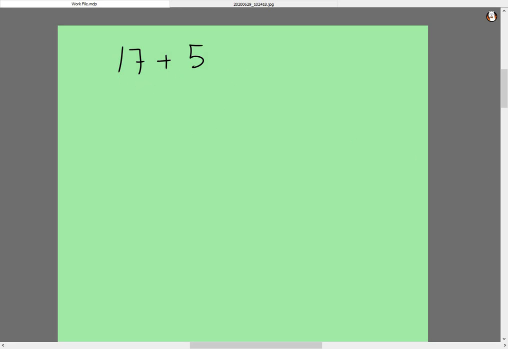17 plus 5. So same idea. Do their signs match? They do. Signs match, so I'm going to add these numbers together. That's 22. And because they're both positive, our answer must be positive as well. So 17 plus 5 equals 22. Okay.